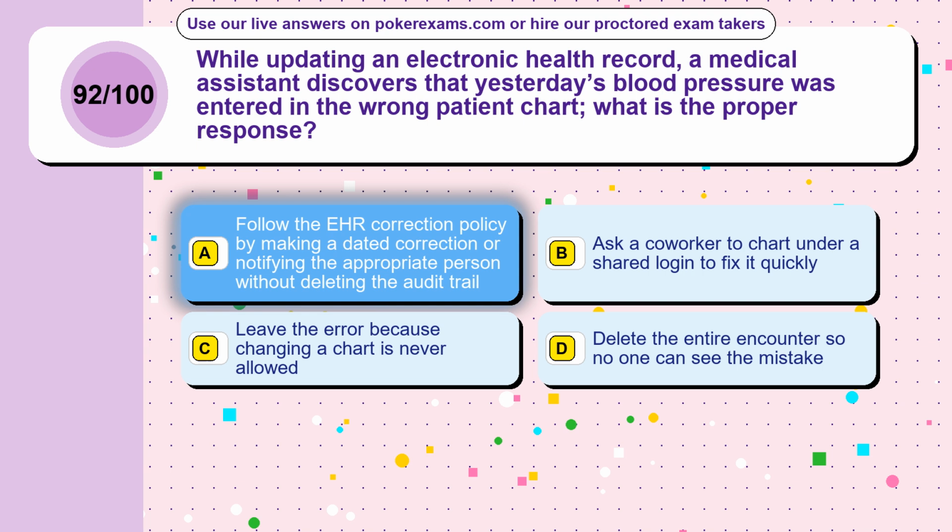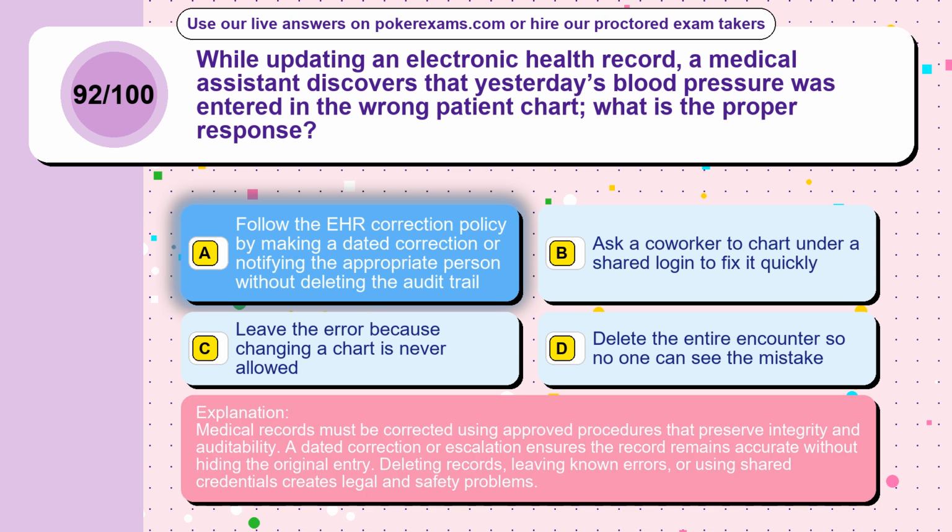Follow the error correction policy by making a dated correction or notifying the appropriate person without deleting the audit trail. Medical records must be corrected using approved procedures that preserve integrity and auditability. A dated correction or escalation ensures the record remains accurate without hiding the original entry. Deleting records, leaving known errors, or using shared credentials creates legal and safety problems.